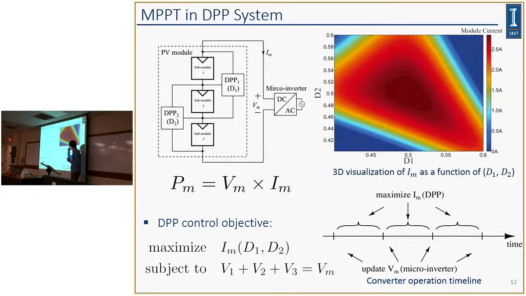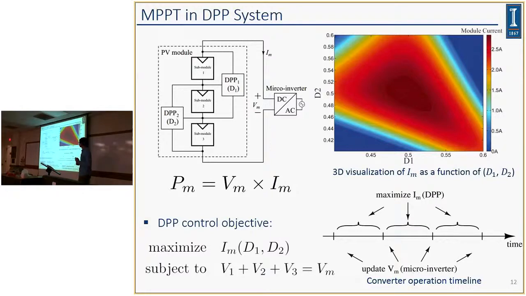And for the DPP converter specifically, for any fixed module voltage, we can visualize the module current as a function of the duty ratio here. As you can see in this plot, the module current is a nice concave function of the duty ratio. So if we apply a simple perturb and observe method, or say hill climbing method, it's guaranteed that we can find the optimal point.